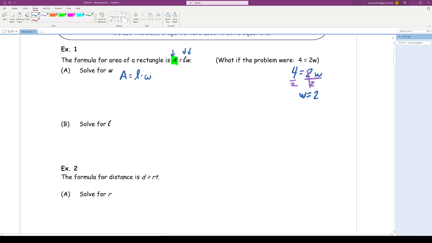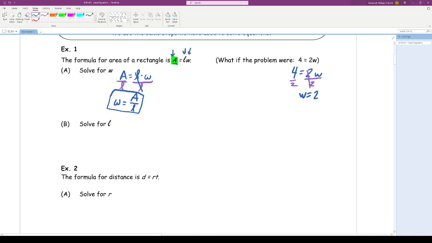We divided by the thing that's the coefficient of W because we want W by itself. So we're going to divide by L on both sides. That moves the L from the right over to the left and cancels the L's over here. Now we have W by itself, so we've solved for W. And on the other side, we have A divided by L. So just like we started with an equation of 3 variables with A isolated, now we have our equation of 3 variables with W isolated.